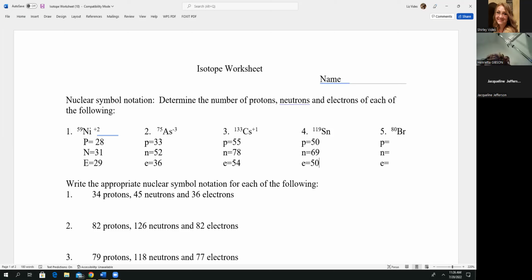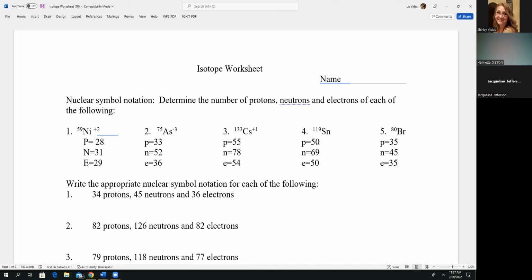Now the last one, we have bromine. And for bromine, protons are 35. All right. Because that's our atomic number, sorry. So the number of neutrons is 45, right? And notice there is no charge. So once again, this is 35. See how we were able to figure out which one's which based on the information that's given to us.